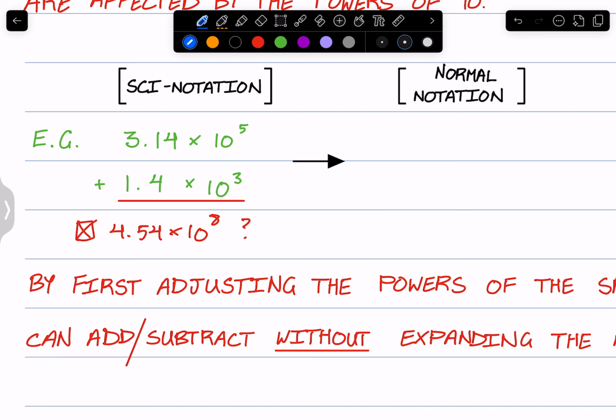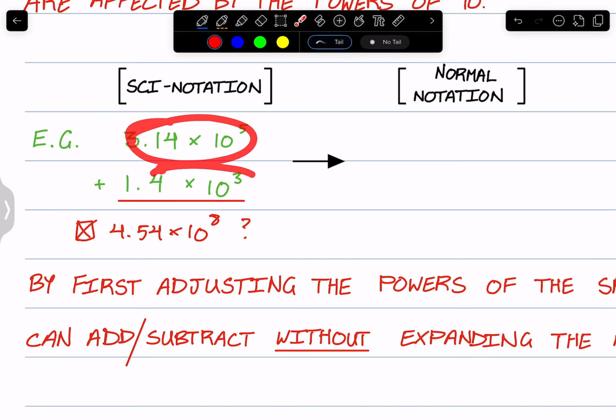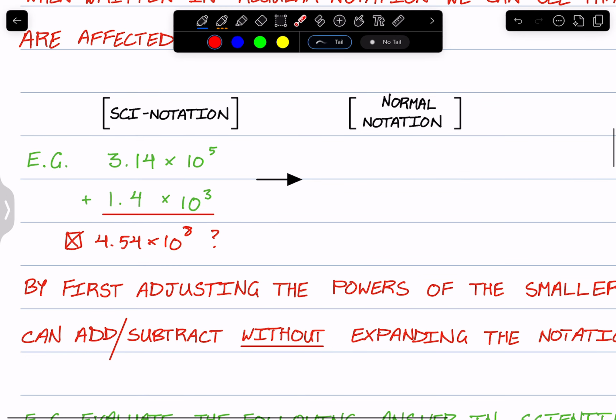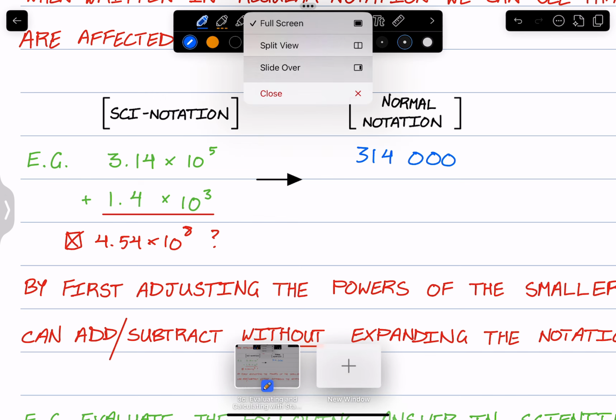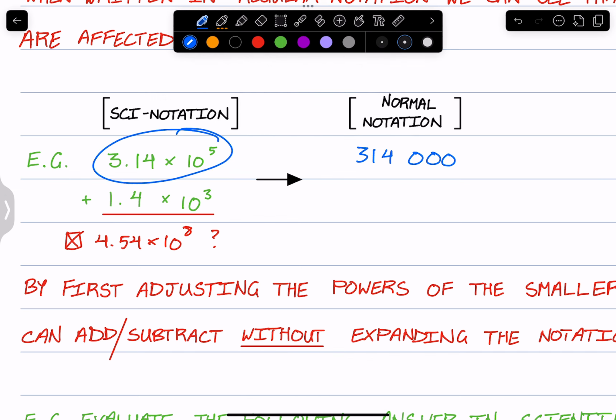And we can see why when we do these values in expanded notation, or normal notation, so to speak, to the power of 5. That means we're moving 5 spaces to the right, so 1, 2, 3, 4, 5. And we can count 3 extra zeros, 1, 2, 3. So this becomes 0, 0, 0, 4, 1, 3. So the first number becomes 314,000.